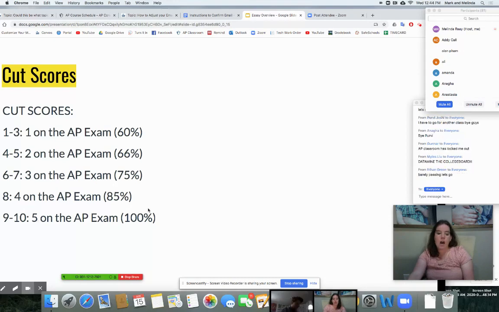This is just a guess. It could be completely different. They could say everything above a 3 is a passing score. I just noticed that the average student received a 6.7. So I'm going to go off of that as my 3 on the AP exam. And if you got less, it's usually just because there's a couple of things that need to be fixed.